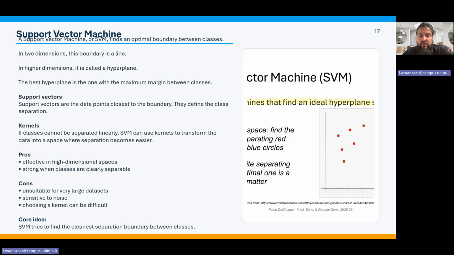SVM tries to find the cleanest separation boundary between the classes. So this is really important. They are looking exactly for the boundary between the classes. As I said, in multi-dimensional or higher-dimensional data it's called a hyperplane, but in two dimensions it is called a line. So based on a line, they are differentiating the classes. That is its typical behavior.